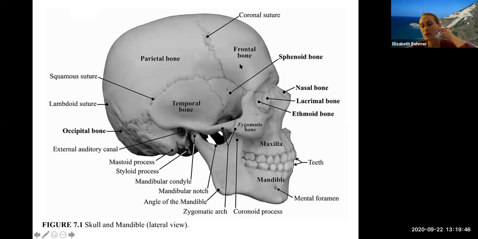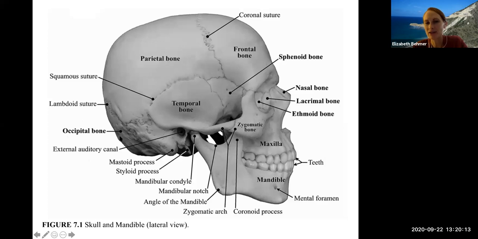Your frontal bone is the bone on the front that makes up where your forehead would be. The parietal bone, you have 2 of them, 1 on each side of the skull. The temporal bone will be the bone where your ear canal will be, and that ear canal is actually called the external auditory canal. So here's your temporal bone.